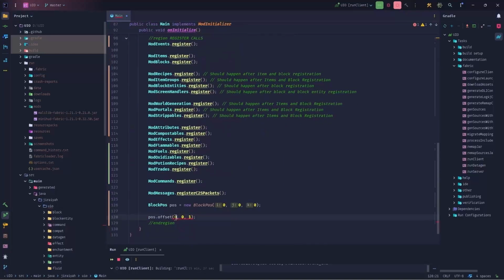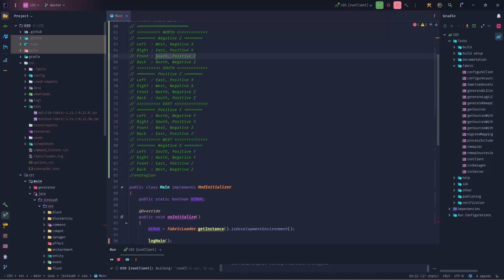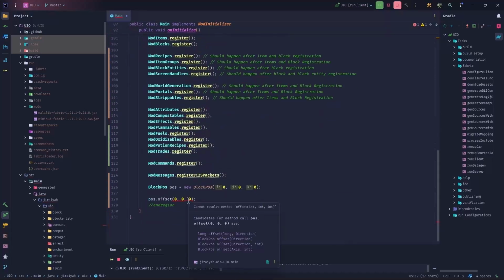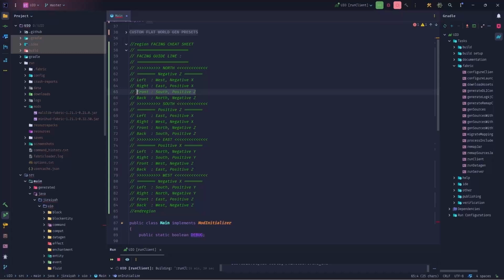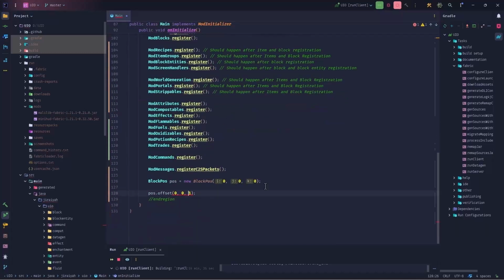So if I say 1 on x, 0 on y, and 0 on z, and remember the offset is returning another block pose, so now I get the block at the right side of my block. Or if I go with -1 on x, I'm getting the one at the left side. If I go with positive z, so if I go with 0, 0, 1, I'm getting the block that is in front of this block. And of course, -1 would be the block on the back side of my block. This is how you can use that cheat sheet.